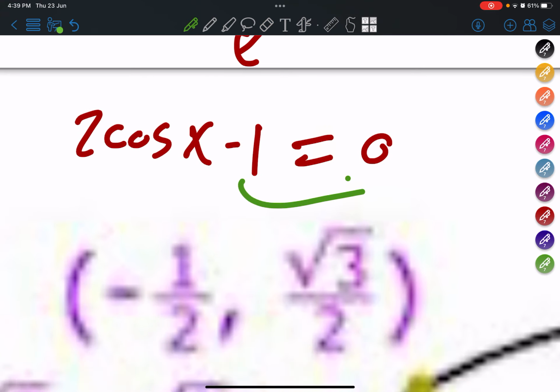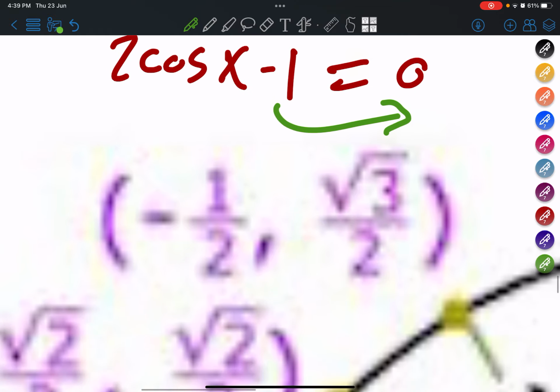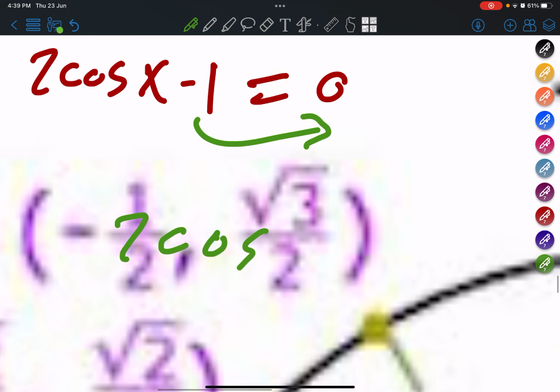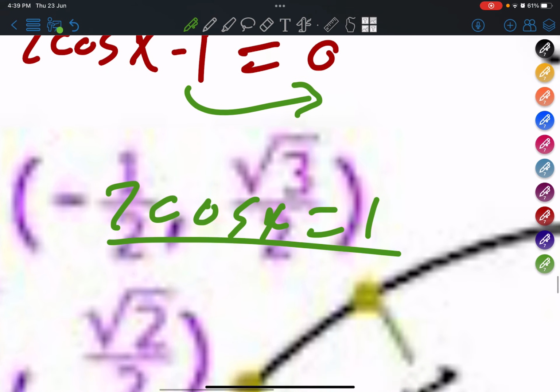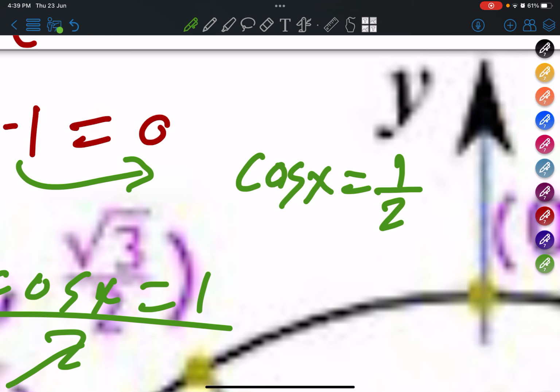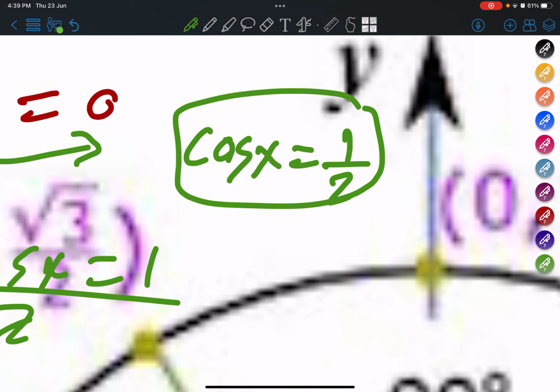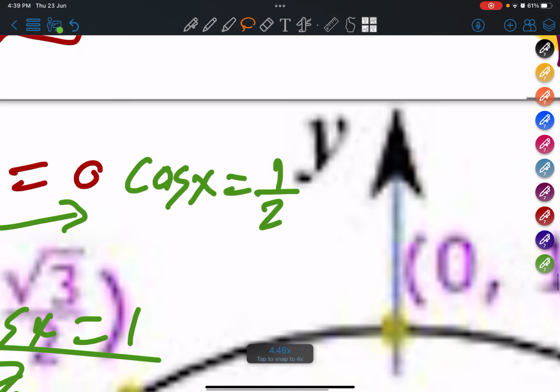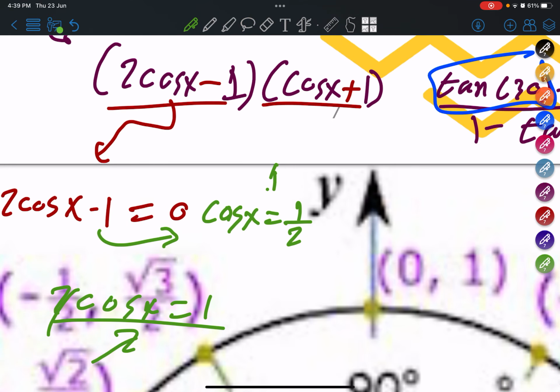So we put negative 1 to the other side. So it will be 2 cosine x is going to equal 1. Divide by 2 to get cosine only. It will be cosine x is going to equal 1 over 2. Again, we've already solved for this, but let's just leave it here for a second. So this is for the first formula.